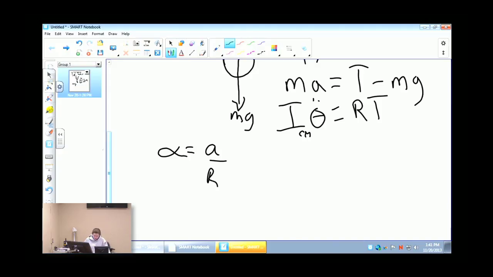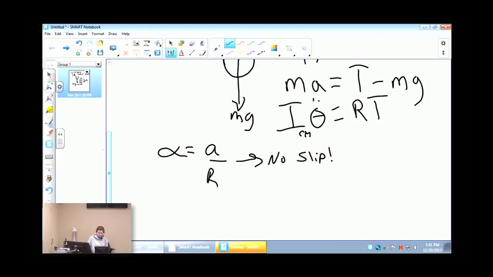Okay. Good. And what would we call that? Alpha. I mean the equation that you've written. Why is that true? Because the linear acceleration is related to the rotational acceleration by the radius. Yeah. I might look for something like the no slip condition. The string isn't slipping on the surface, right?